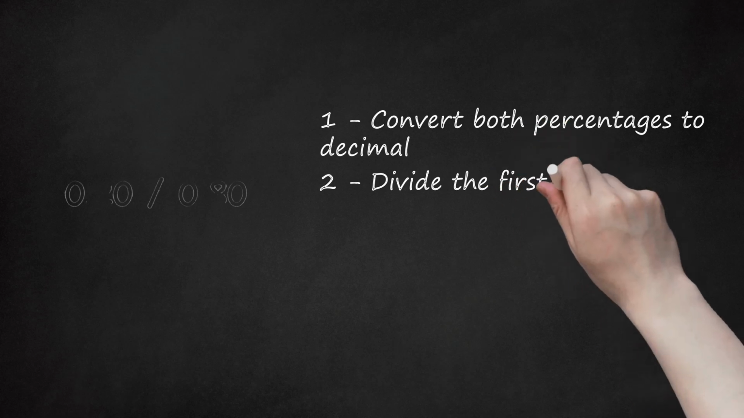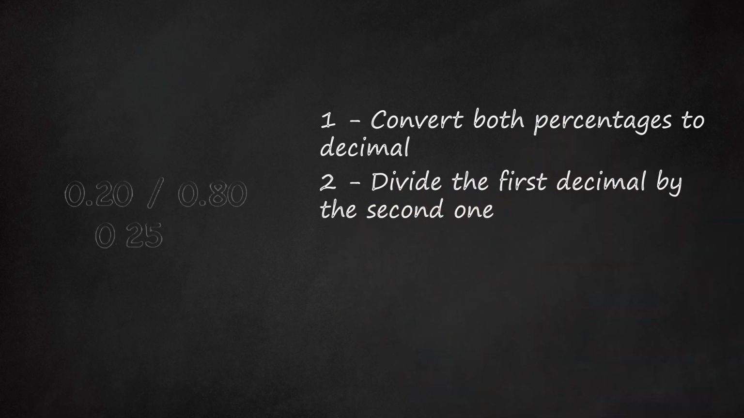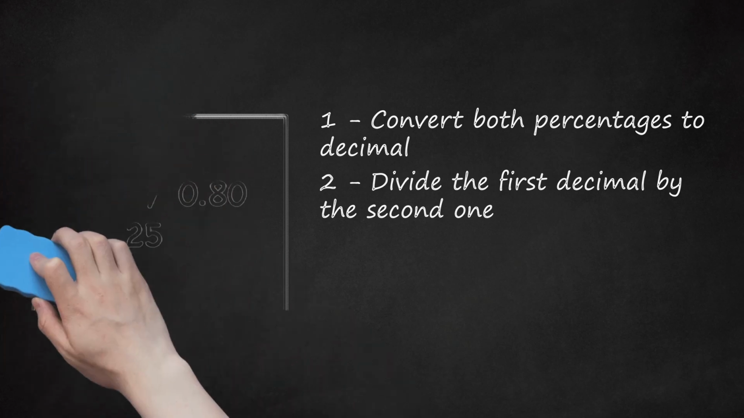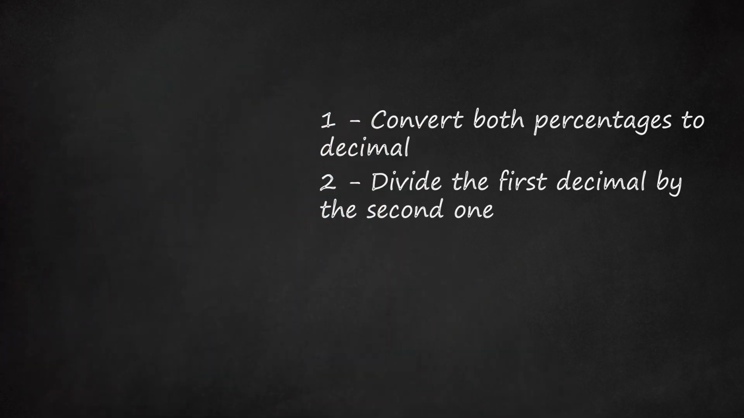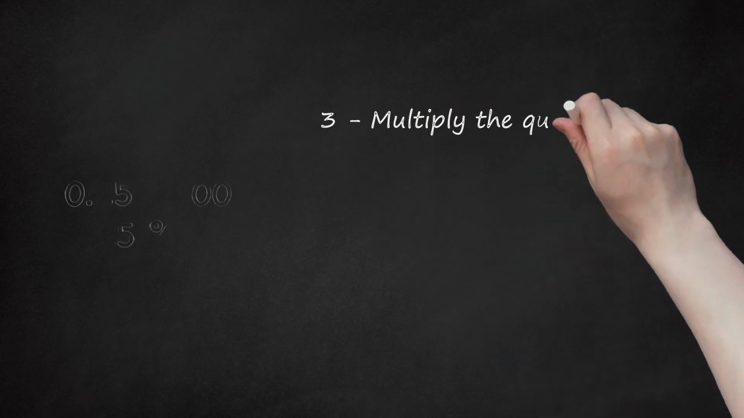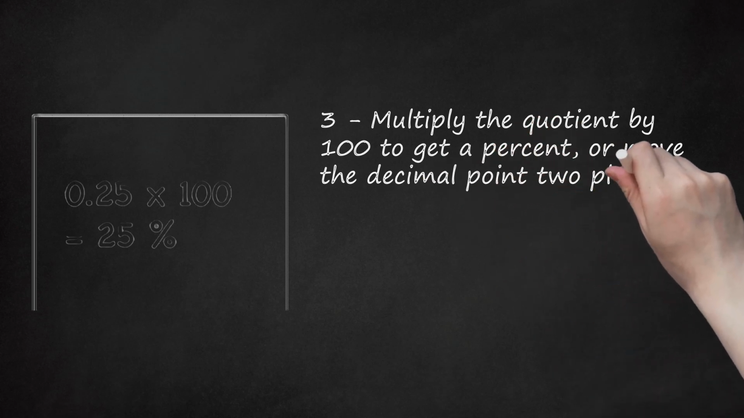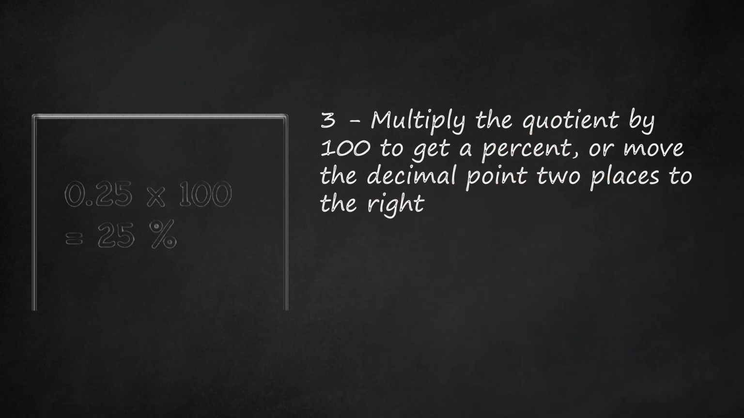2. Divide the first decimal by the second one. To do this, move the decimal point the number of spaces it would take to make the number whole, then divide as usual. In the example given above, 0.2/0.8 would give you a quotient of 0.25, since 2 divided by 8 equals 0.25. 3. Multiply the quotient by 100 to get a percent, or move the decimal point 2 places to the right. Then add a percent sign so others know that the number is being compared to 100.